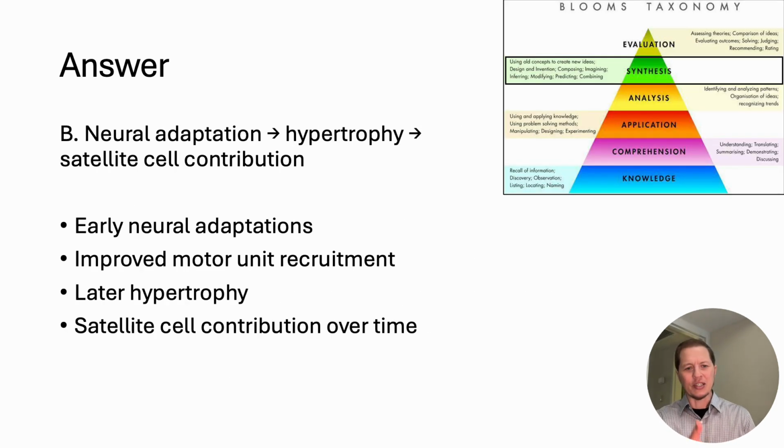It's neural adaptation that leads to hypertrophy, that leads to satellite cell contribution. So strength training improves very quickly at first due to neural learning and coordination. Those structural changes, hypertrophy, satellite cell involvement that we talked about before, occur later on in the response, explaining why strength increases before visible muscle growth occurs.